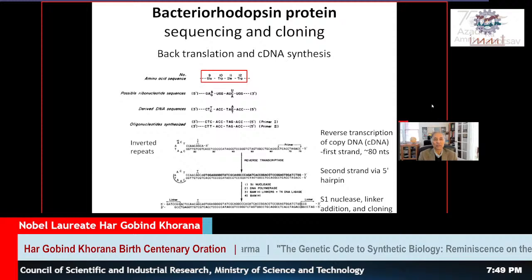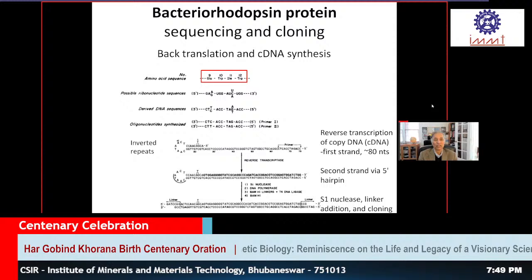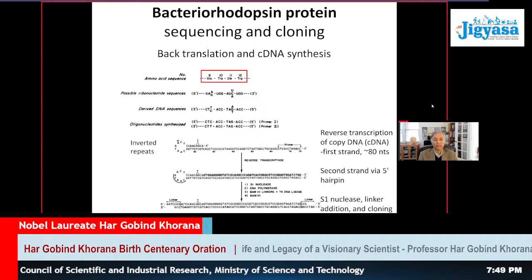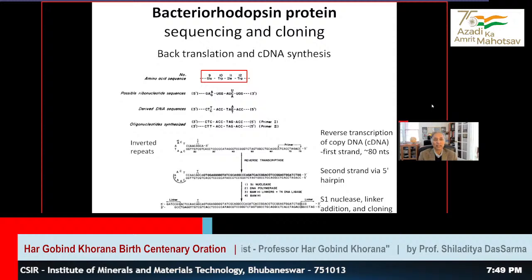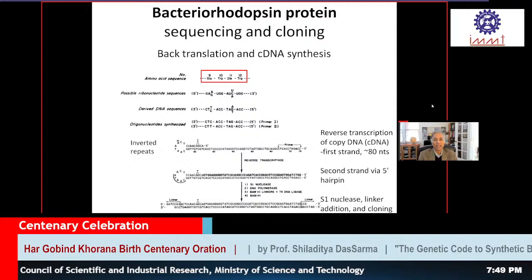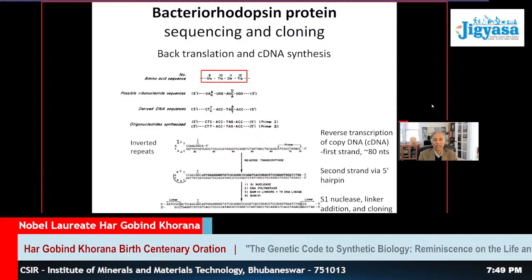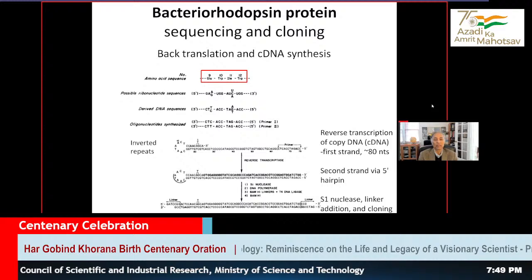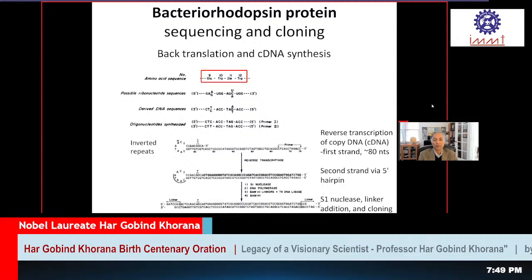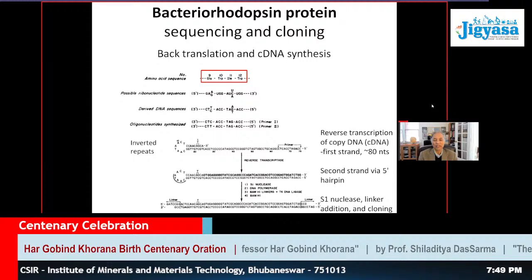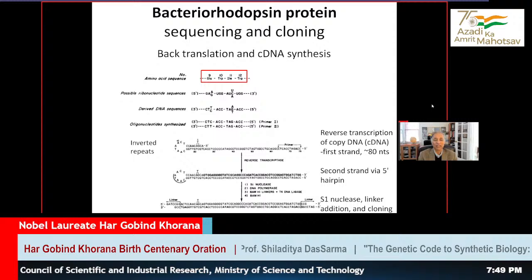So he did a back translation and cDNA synthesis. So the laboratory made 2 oligonucleotides. It made both oligonucleotides for the glutamic acid codon, and they made a guess about the isoleucine codon, since isoleucine is coded by 3 different codons in the genetic code. To make a long story short, they were able to use those primers to successfully synthesize a copy DNA using the enzyme reverse transcriptase. It was about 80 nucleotides long.